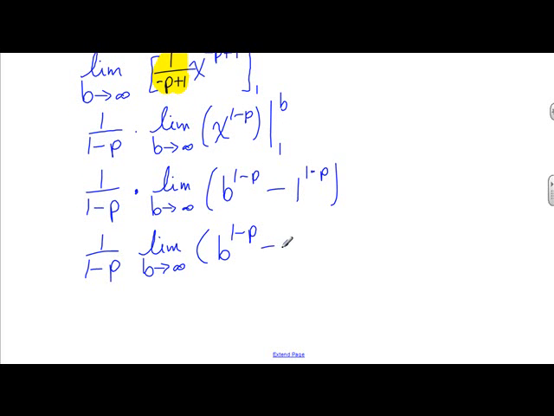Now, for us to get a value for this limit, to be able to say that the integral converges, we really need b to the 1 minus p power to go to 0. As b approaches infinity, we need that particular power of b to go to 0. We know that's going to be the case if the power of b is in the denominator.